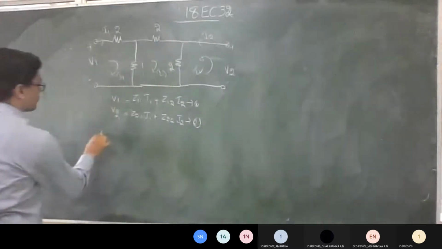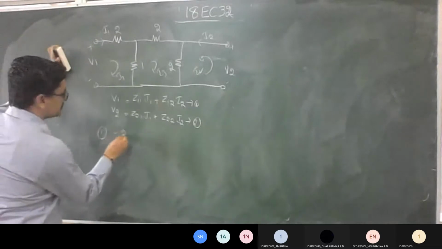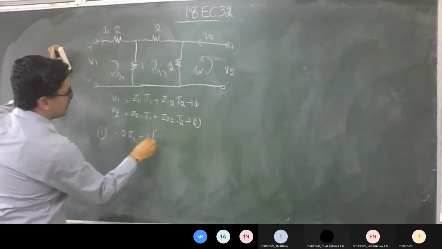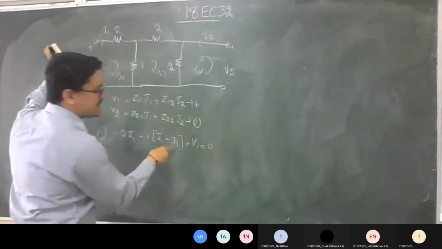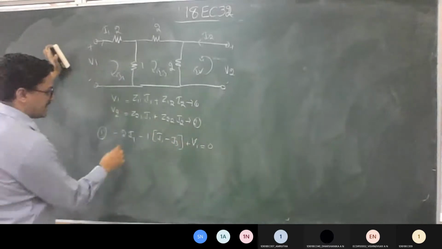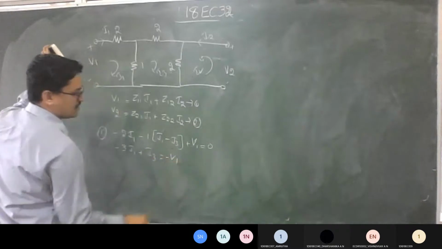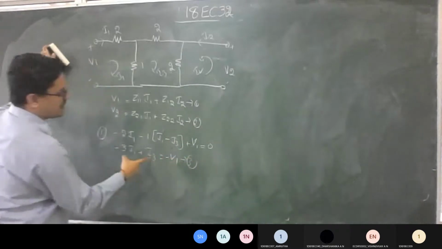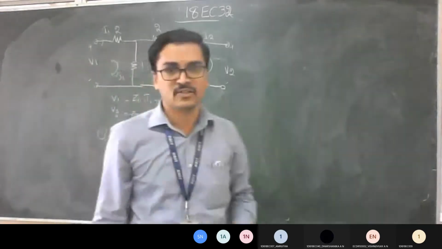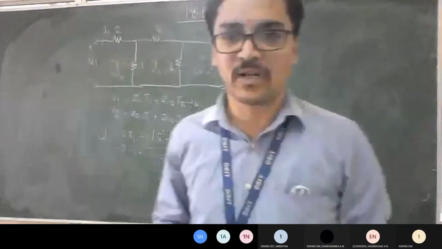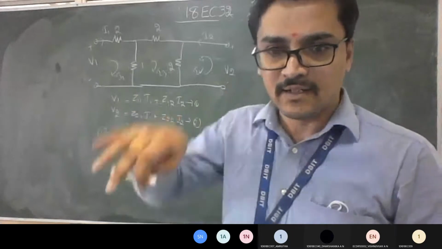Okay, now proceed with case 1. Apply mesh analysis for this. So it's -2 I1 minus 1 into (I1 minus I3) plus V1 equal to 0. Let it be as it is. So it's -3 I1 plus I3 equal to minus V1. This is your equation number 3. I can't compare now because V1 is there, I1 is there, but instead of I2 it is I3. So you can't compare like the previous one. You need to find what is I3 first, then substitute I3 in terms of equation 1 and last. Then you'll get the answer.